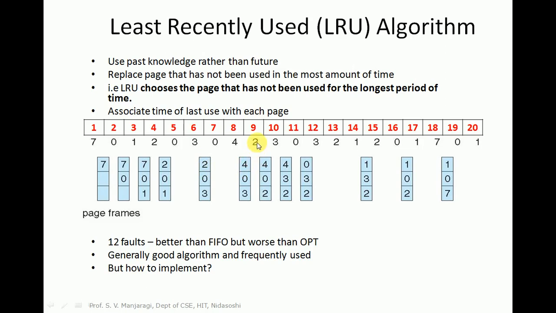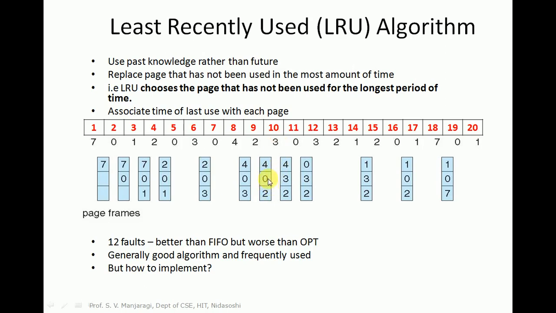Next, we encounter the page 2. Again we need to go for replacement because 2 is not there in the memory. Which one do we replace? Let us consider the previous history. The most recently used page is 4. The next one is 0. The next one is 3. So we need to choose page 3 because it has not been used for the longest period of time. So 3 will be replaced with 2. Now we'll go for the next one, 3. 3 is not there in the memory.